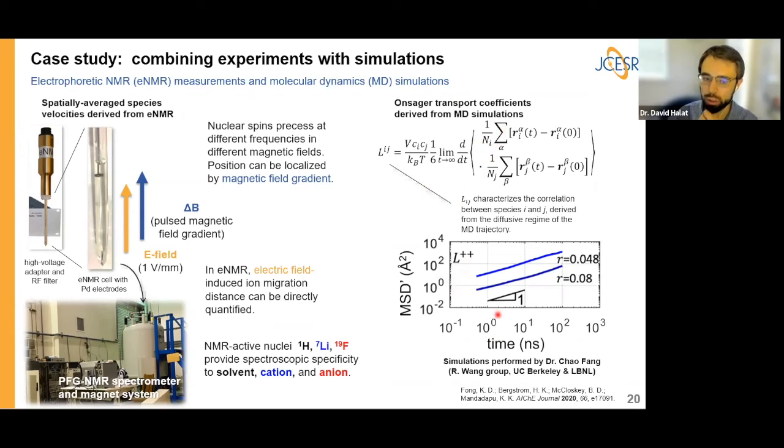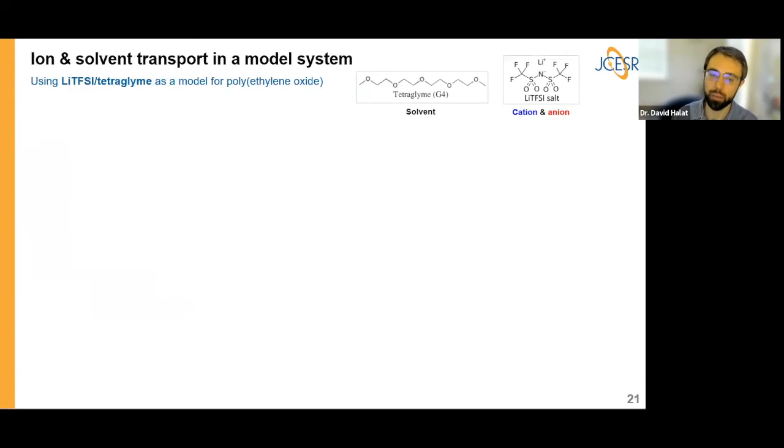And so in this plot, what we're showing is MD simulations performed by our collaborator, at 2 different salt concentrations, and we're using the MSD data over which we observe diffusive motion to quantify this Onsager transport coefficient L++, which captures cation-cation correlations. We want to get these coefficients because we can then use them to directly calculate properties like conductivity, like transference number.